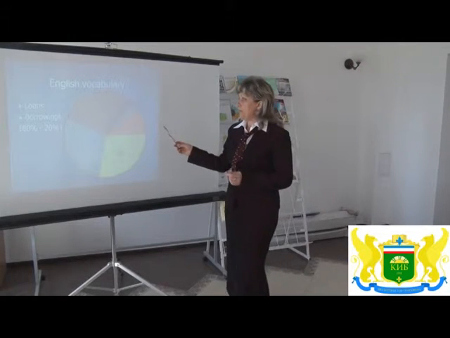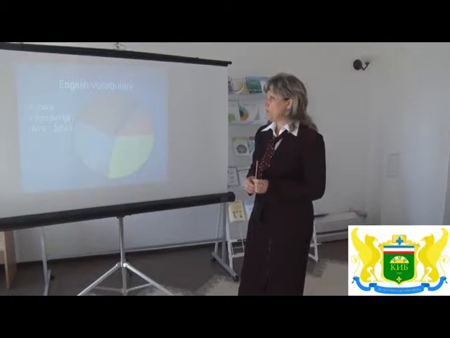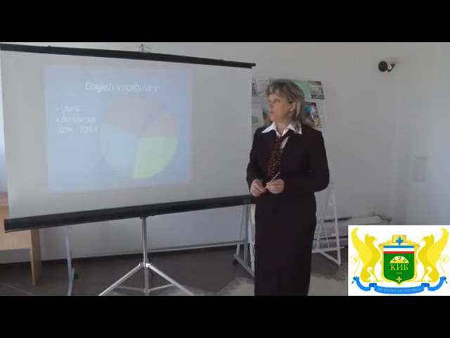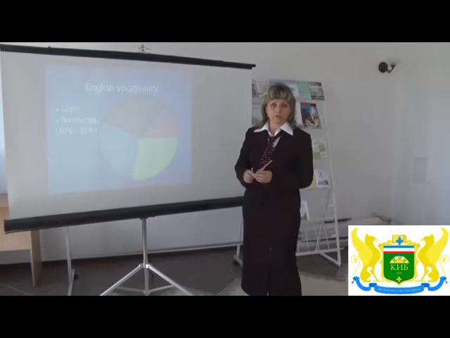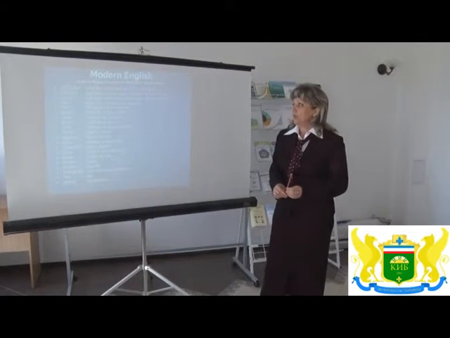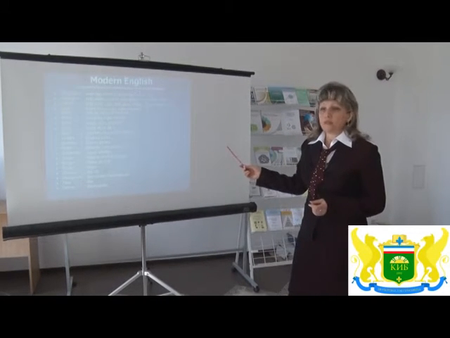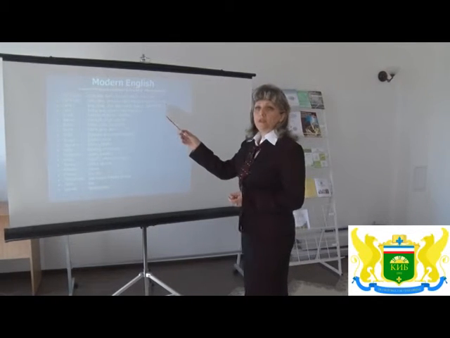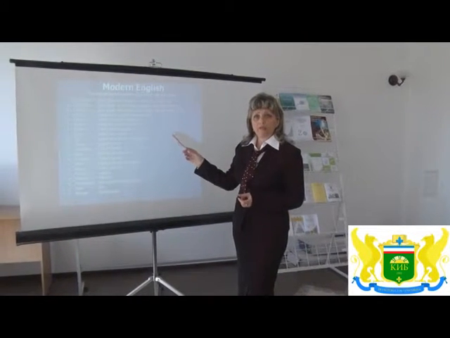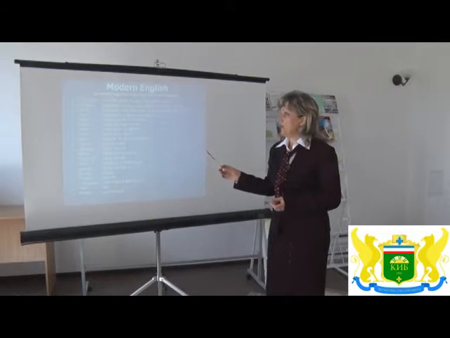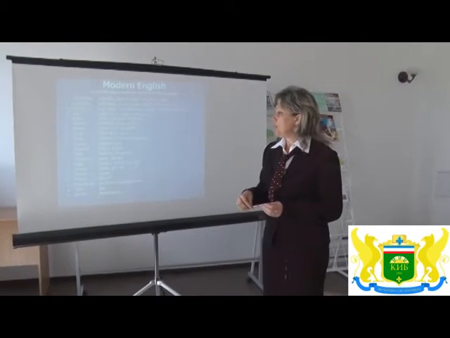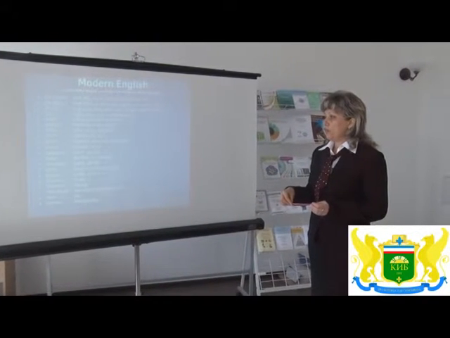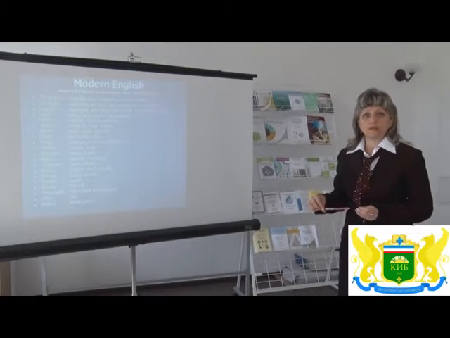As you can see from the pie chart, most of the loans and borrowings, about 80%, are of Germanic, Latin, and French origin, and only 20% come from other languages. In this slide, you can see a list of the languages from which English borrowed a lot of words. They are Old English, Old Norse, German, French, Spanish, Italian, Arabic, Latin, Dutch, Hindi, Turkish, Japanese, Malay, Hungarian, Greek, Russian, Finnish, Portuguese, Farsi, and some others.